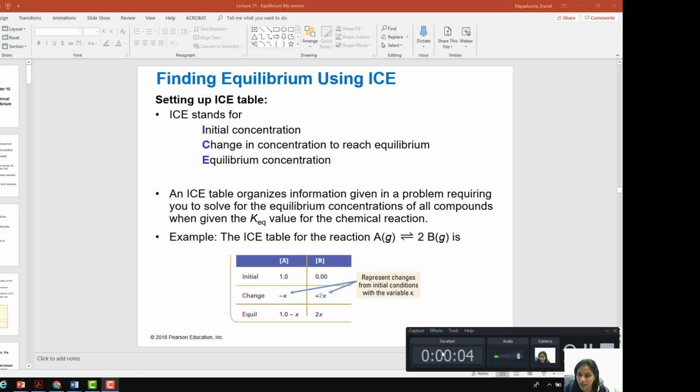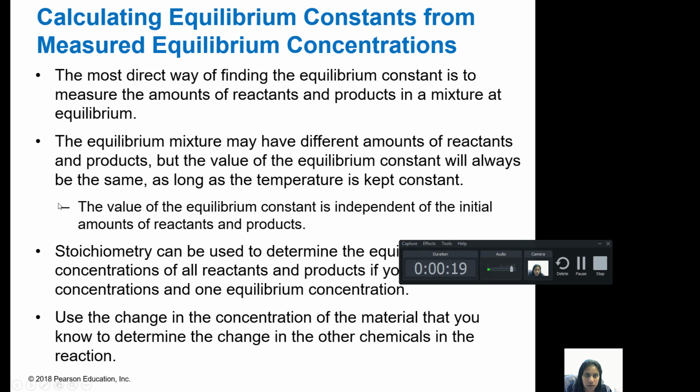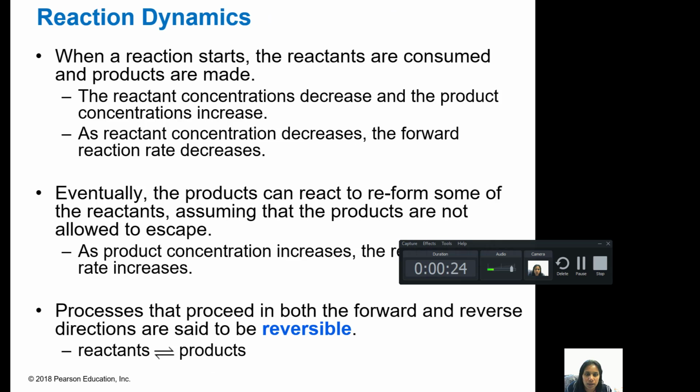I'm Dr. Maya Dunne. I'm going to explain chapter 15, chemical equilibrium, that we have to do this week. So if you look at this chapter, we talk about chemical equilibrium. A chemical equilibrium is about how, when the reaction starts, the products form and the reactants are consumed, and how these processes are happening.